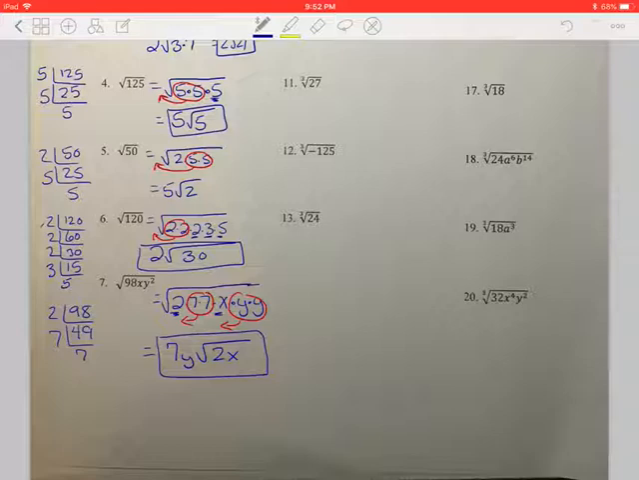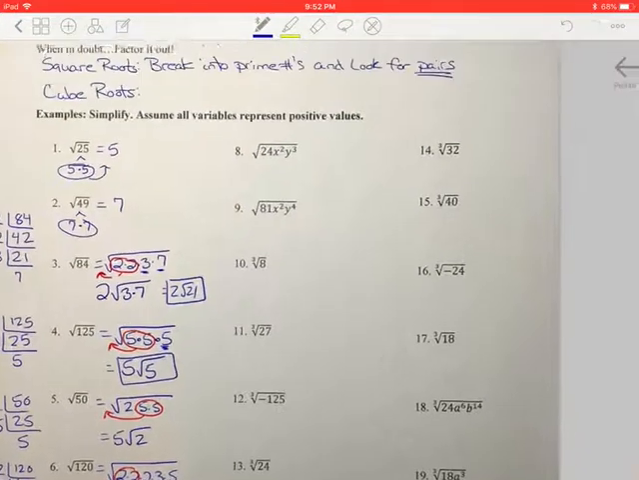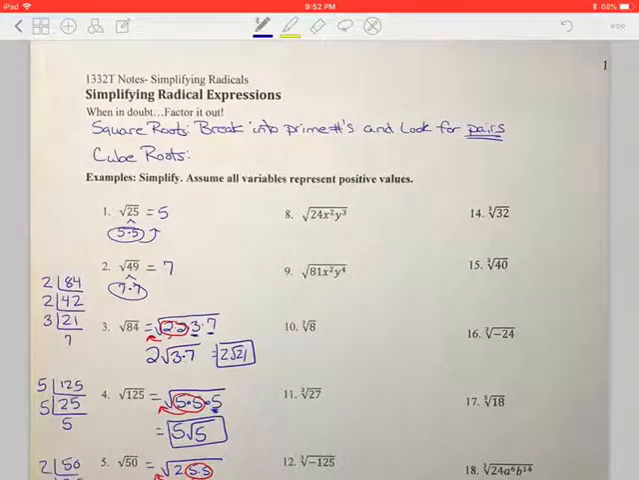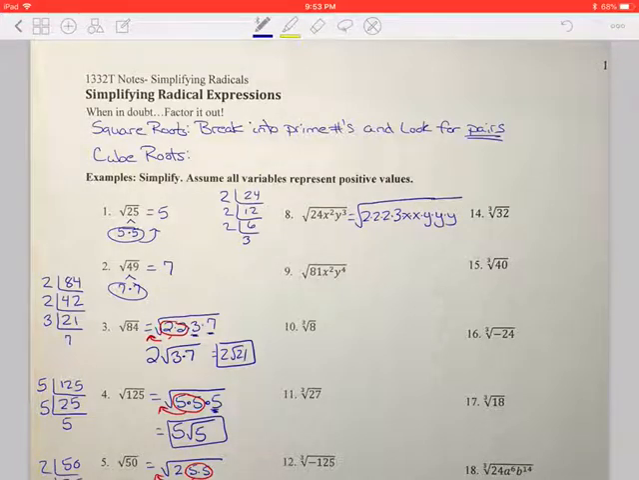All right, so we've got 2 more square roots before we move on to cube roots. So let's go up to number 8. If I want to break down 24, that would be 2 times 12. 12 would be 2 times 6. 6 would be 2 times 3. All right, so 2 times 2 times 2 times 3. X squared becomes x times x. Y cubed is y times y times y.